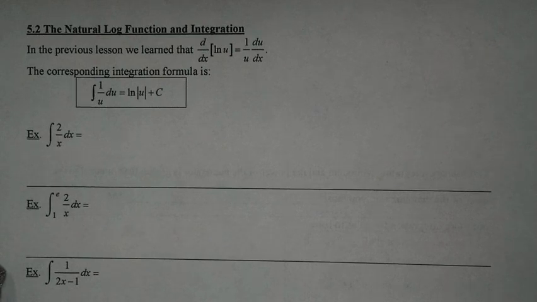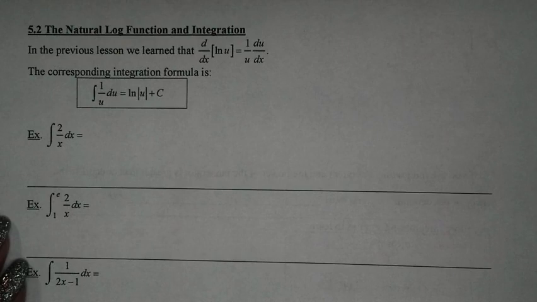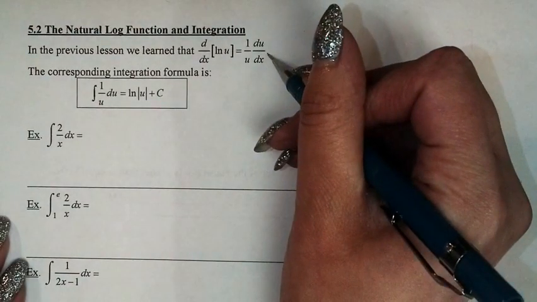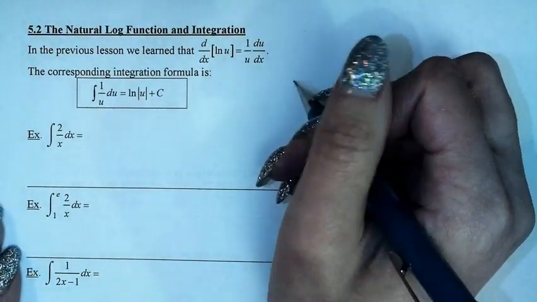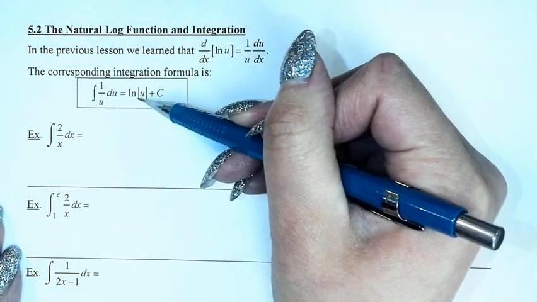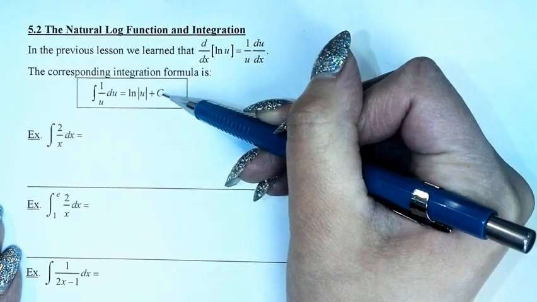Hi guys, today we're going to learn about the natural log function and integration. In the previous lesson we learned that the derivative with respect to x of natural log of u is equal to 1 over u du dx. So the corresponding integration formula is that the integral of 1 over u du is equal to natural log of absolute value of u plus c.